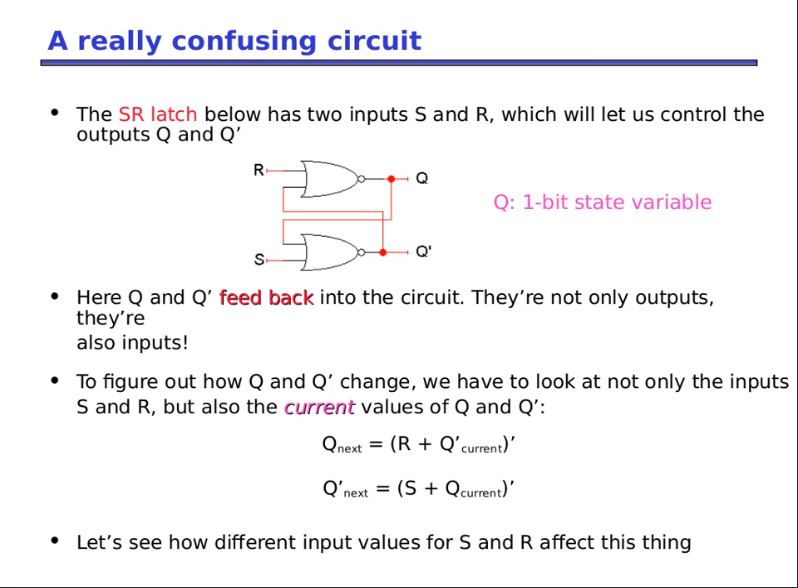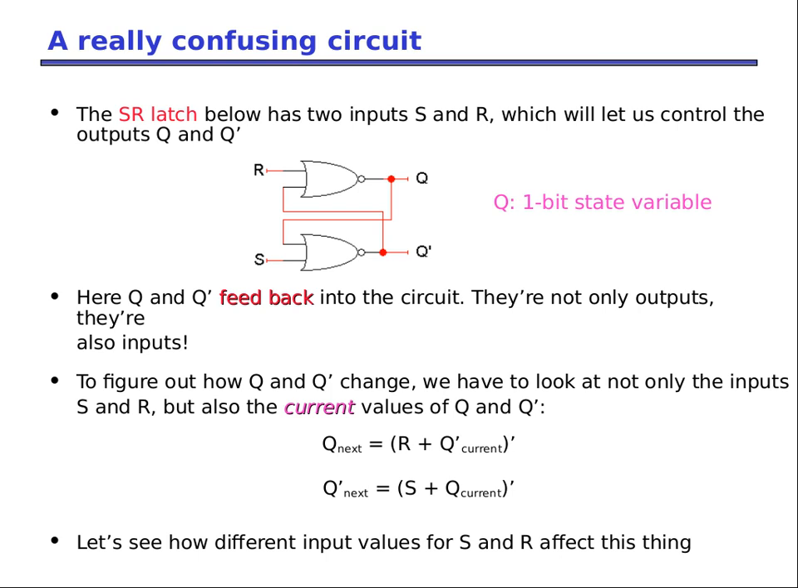What's being fed into the top negated OR? It's R and the output of the second one. All right, sure. And then what's the second NOR being fed? The output of the first one. That sounds weird. It is weird. This is strange. But this is the SR latch. This is what we use for basic latching.